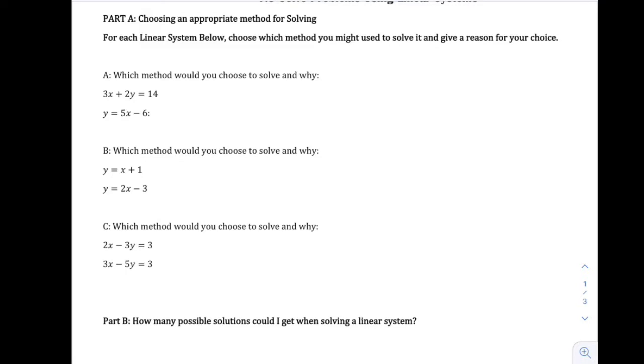So for the first system that we have here, if we evaluate it, I see that one of the variables is isolated. In the second equation, y is already by itself. So I would take all this and substitute in place of y is probably easiest because I can do the substitution method right away. So I'll write that.